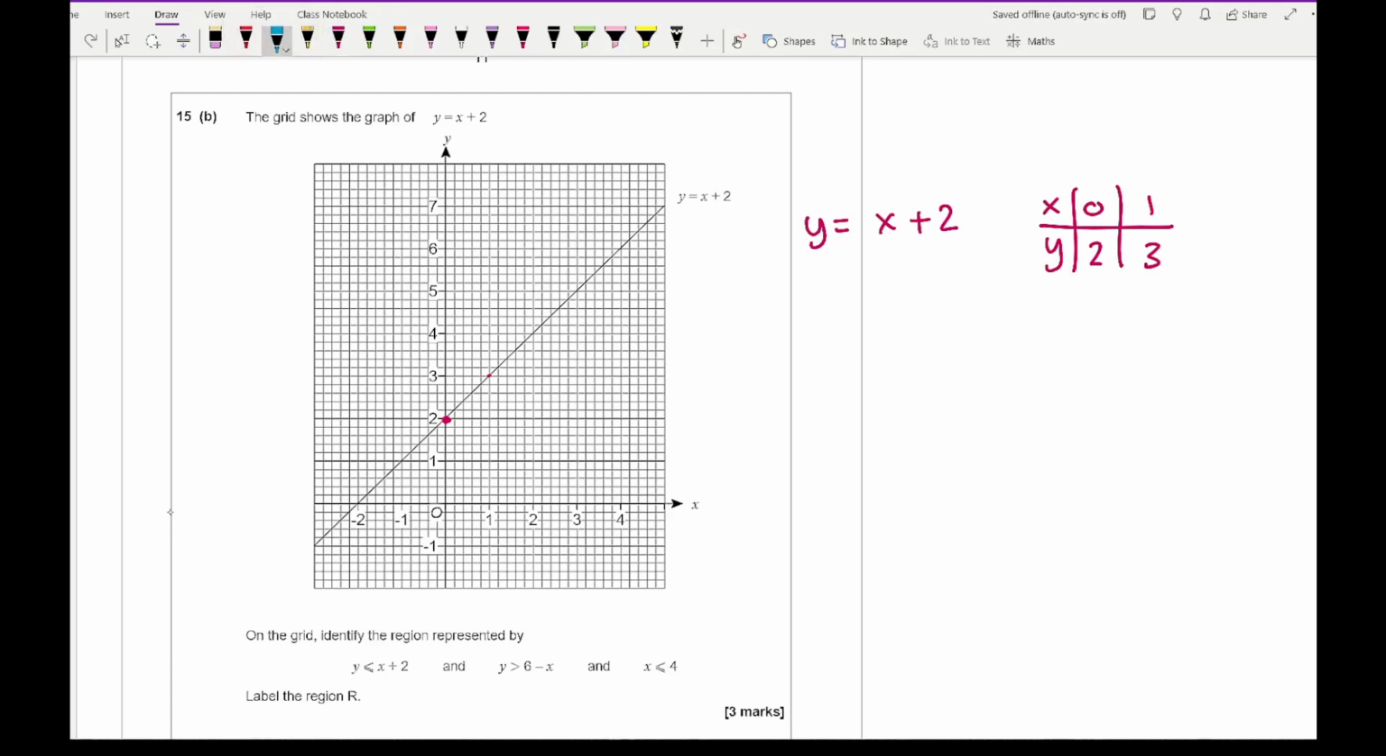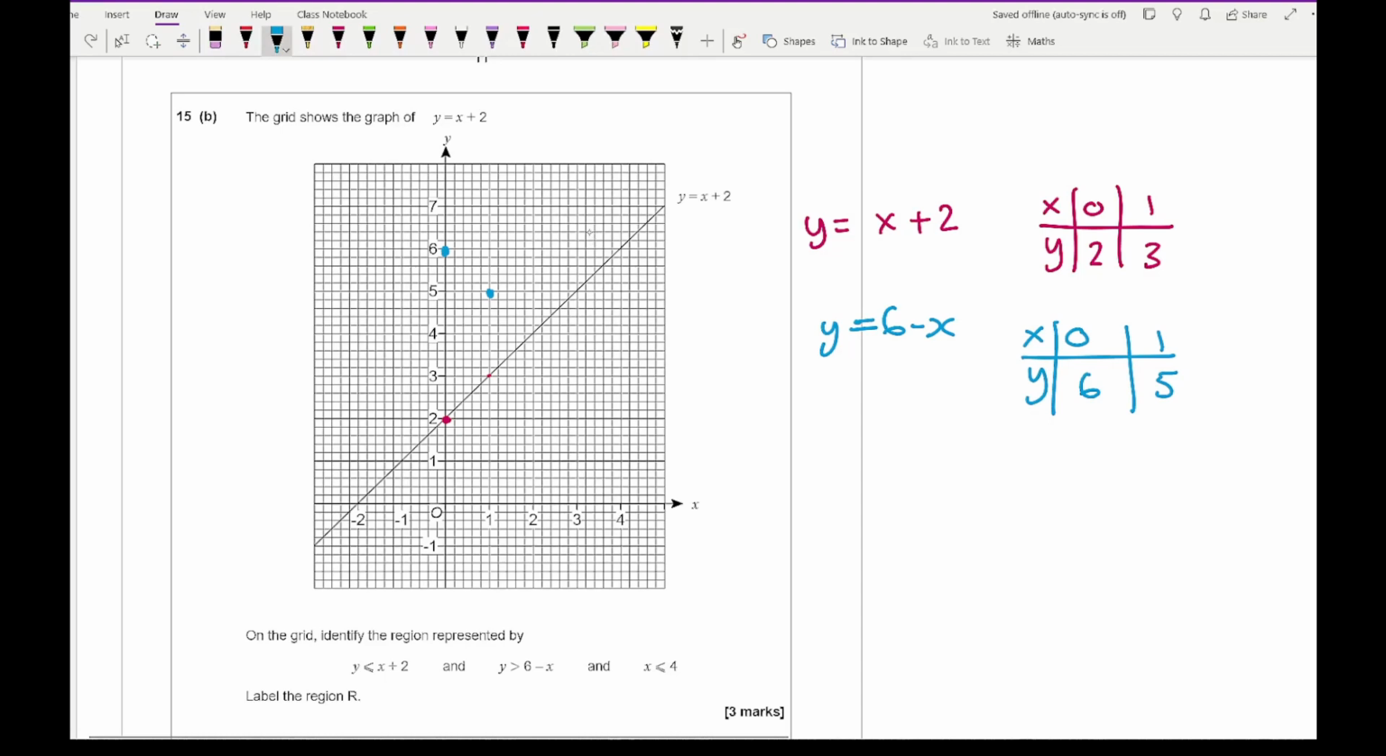So the one I need to plot is y equals 6 minus x. So if we do x and y, and we've got 0 and 1, when x equals 0, y equals 6, and when x equals 1, y is going to equal 5. So 0, 6 is here, and 1, 5 is there. And then what I need to do is draw a line connecting those points, which I can do freehand.